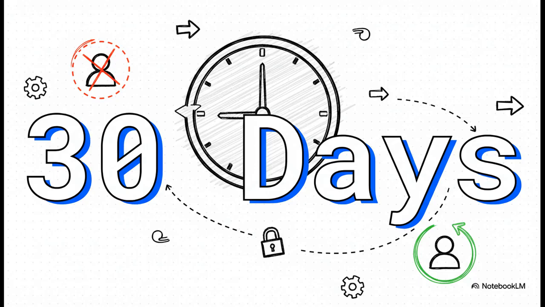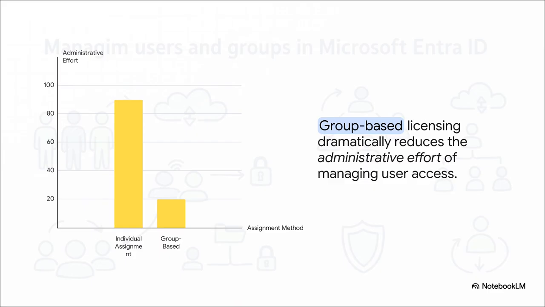Okay, back to licensing. And if you ever needed a reason why we love groups so much, this chart says it all. The administrative effort, the manual work you have to do, it's super high when you assign licenses one by one. But when you switch to group-based licensing, that effort just plummets. It's way, way more efficient.